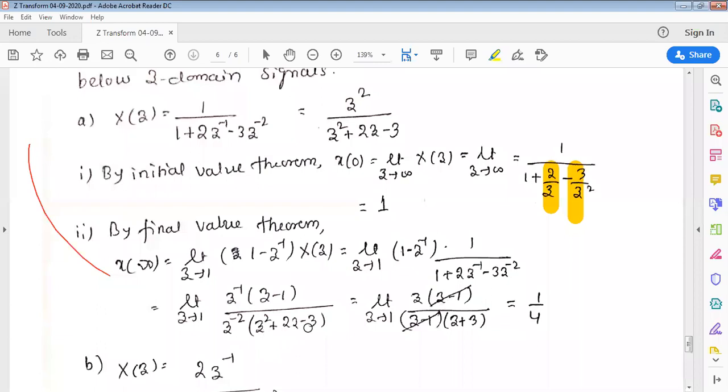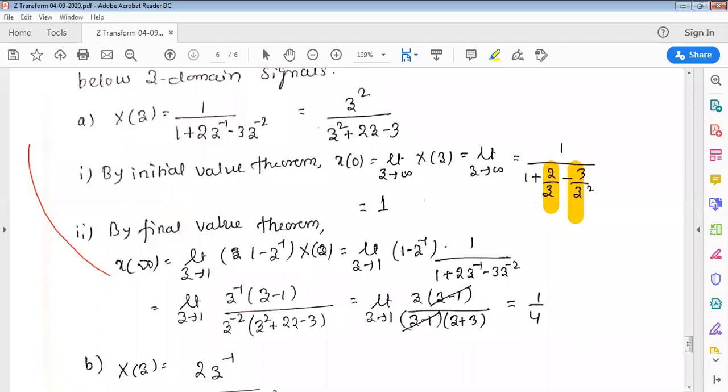So z square plus 2z minus 3, if you factorize, it will become z minus 1 into z plus 3. Once it becomes z minus 1 into z plus 3, these two terms will get cancelled and you get z by z plus 3. So once you give z equal to 1, what will happen? It will become 1 by 1 plus 3. That will become 1 by 4. Is it clear to you?